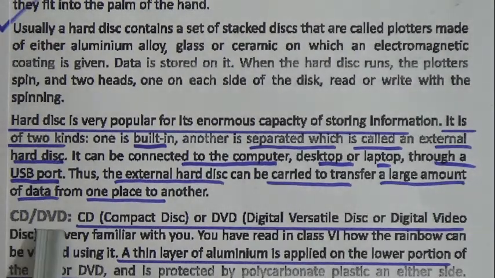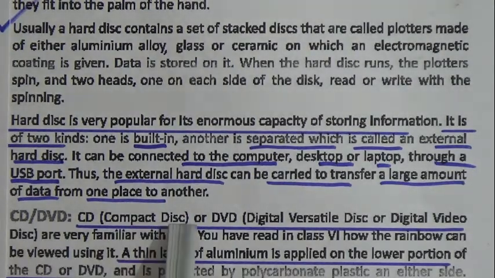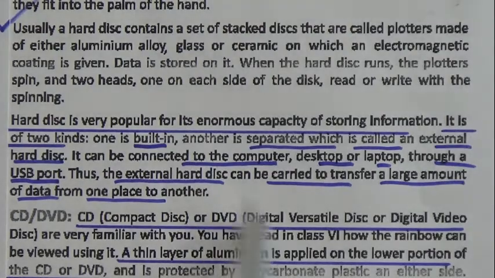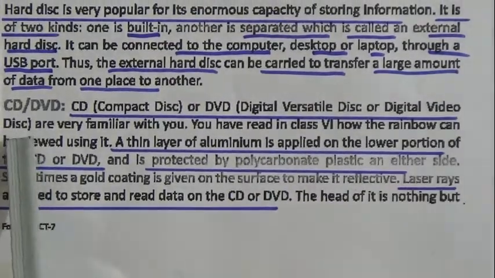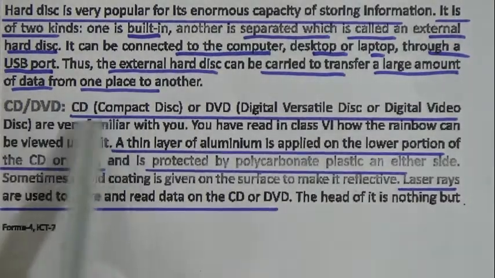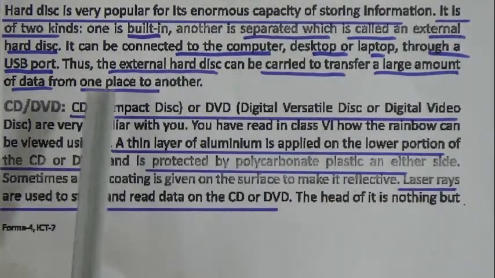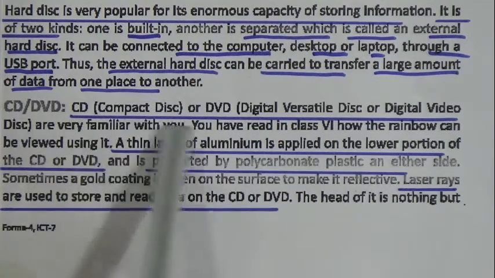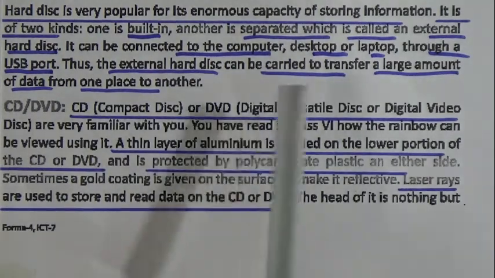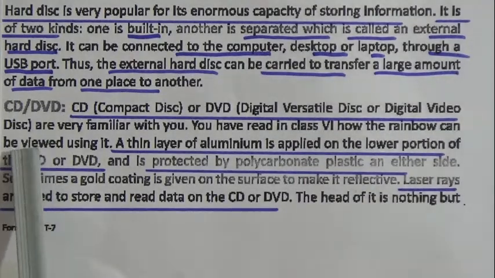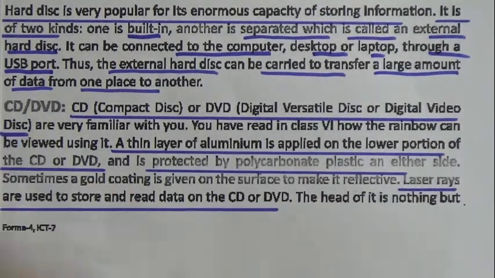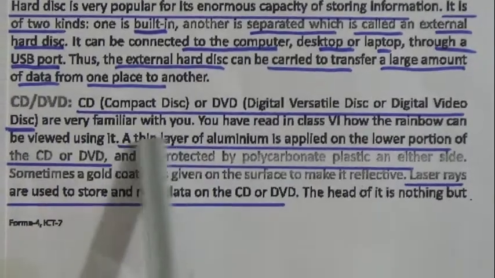Now CD or DVD. CD means compact disc, and DVD means digital versatile disc or digital video disc. This is very important, the full form of CD and DVD. Again, CD is compact disc and DVD is digital versatile disc or digital video disc, which are very familiar to you.